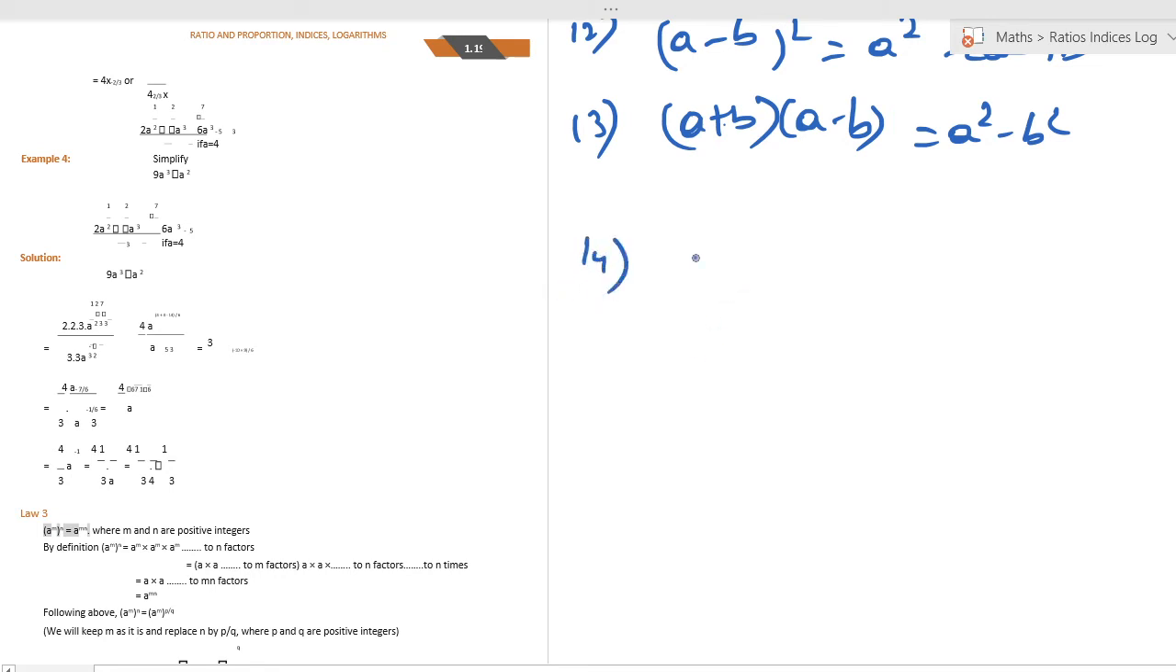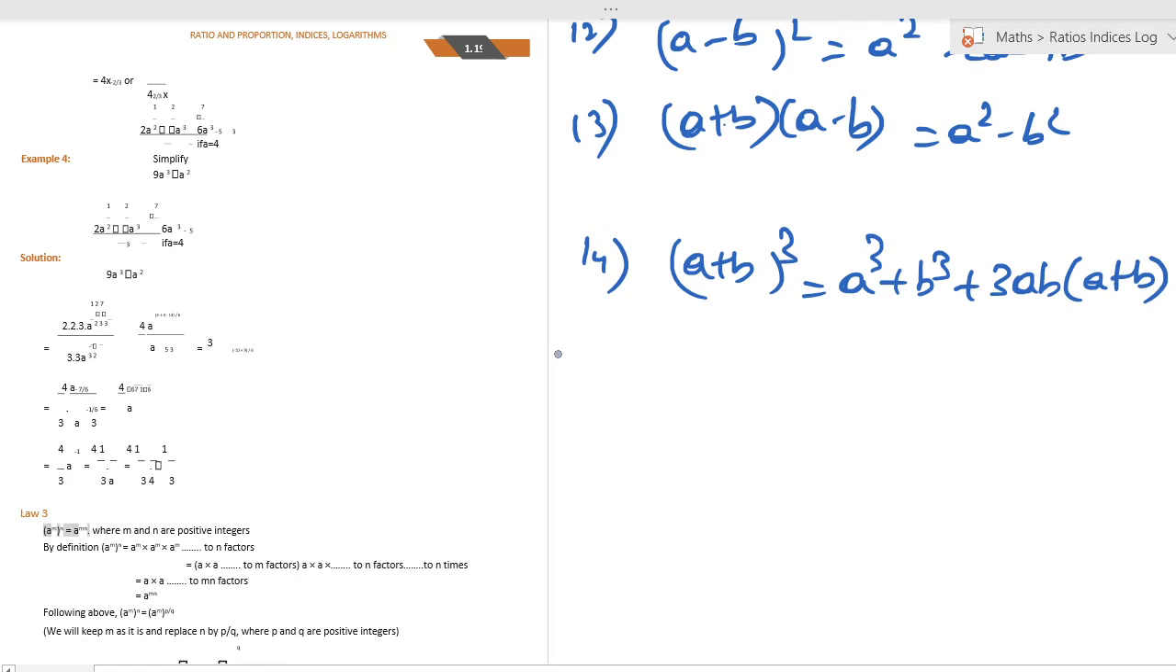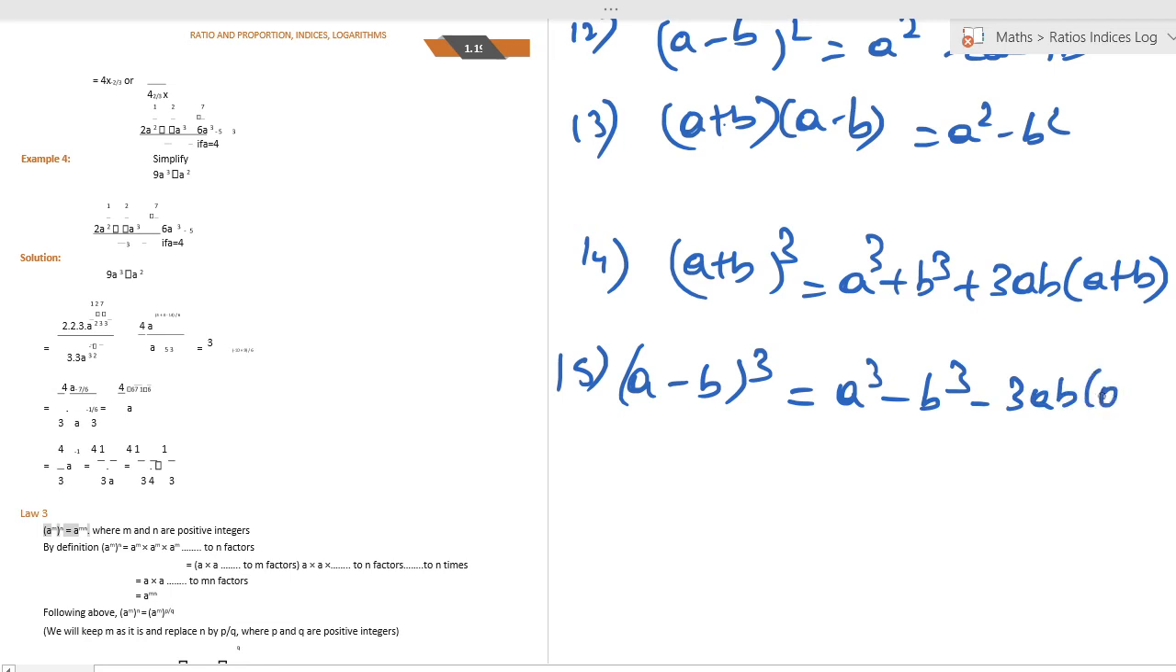A plus b whole cube equals to a cube plus b cube plus 3ab into a plus b. 15th one, a minus b whole cube. So guys, in a minus b whole cube, you just have to substitute plus with minus in the formula. A cube minus b cube minus 3ab into a minus b.